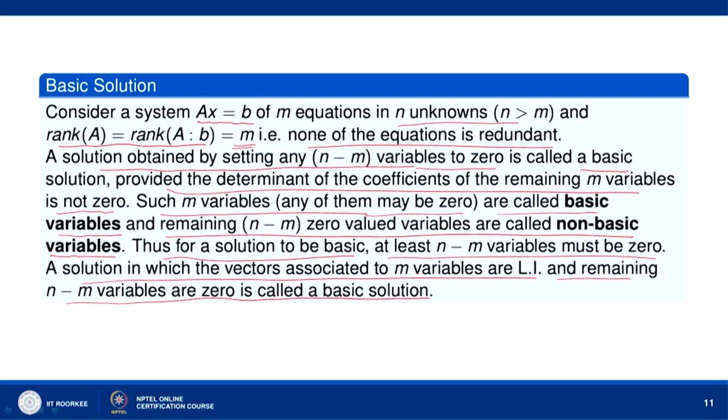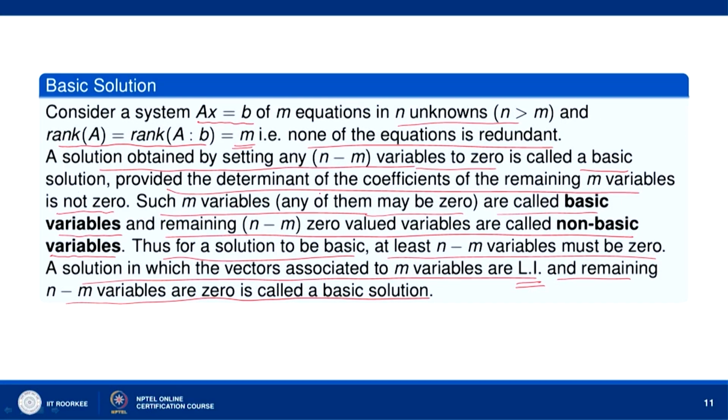Now, a solution in which the vectors associated to m variables are linearly independent means the determinant of the coefficients of these m variables is non-zero. That is the meaning of the vectors associated to m variables being linearly independent. That means the column vectors of the coefficients of the m variables must be linearly independent, because that will ensure that the determinant of the coefficients of the m variables is non-zero.